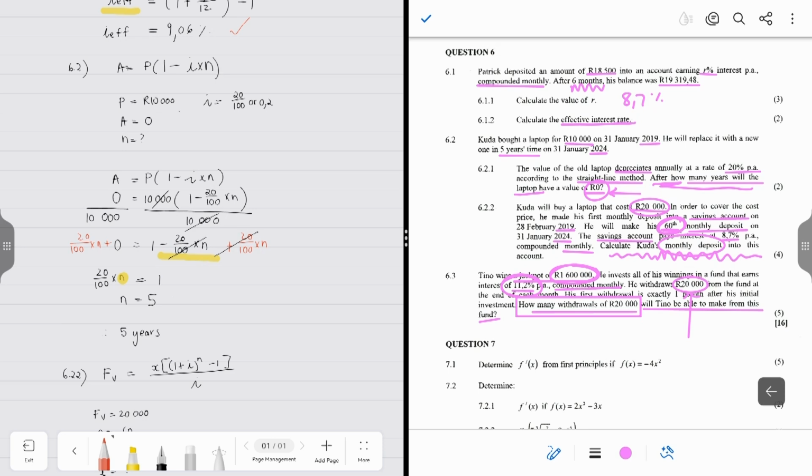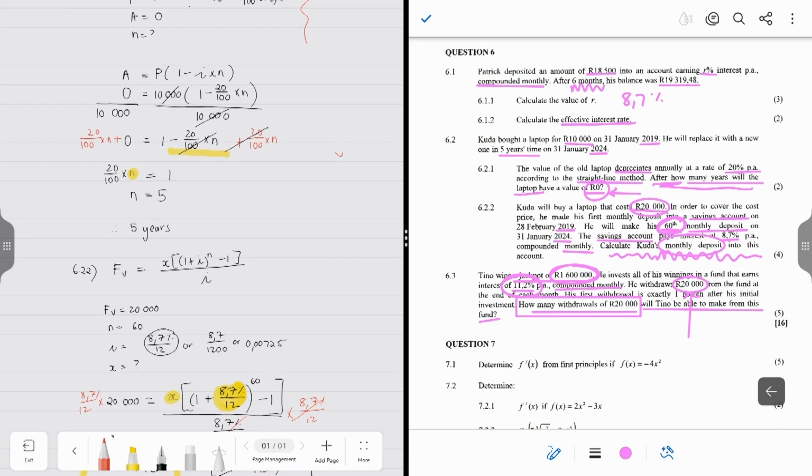6.2.1 was 2 marks, and the very first mark that you're getting is for the substitution into the correct formula. You're writing down what you know, but you're getting your very first mark for substituting into the correct formula. That is the straight line formula. If you substitute into the incorrect formula, if you use compound, you would not get your first mark. And then you get your mark for your answer as well, which is n equals 5 or 5 years.